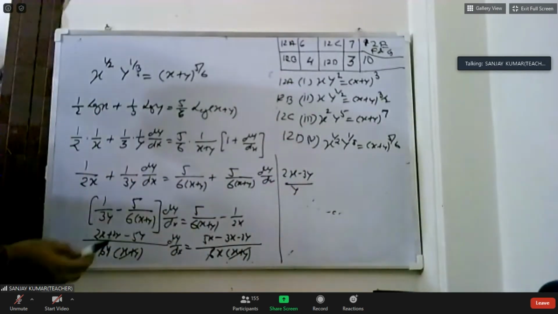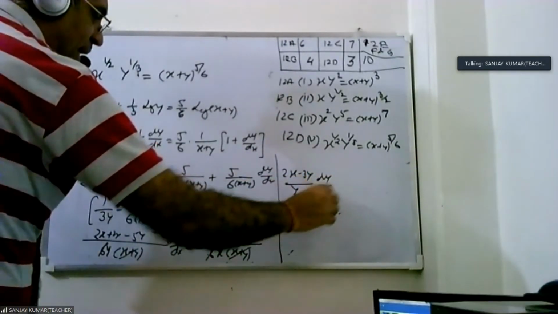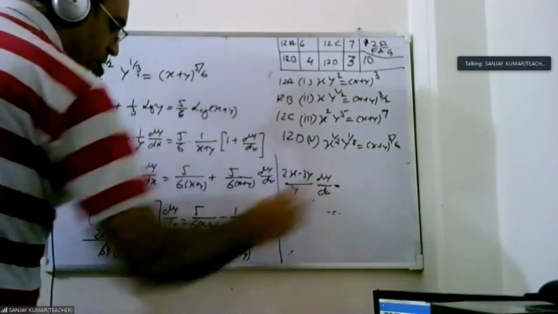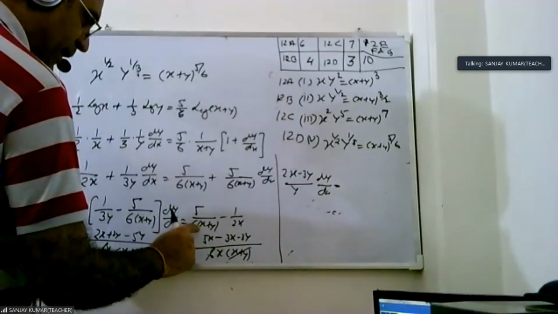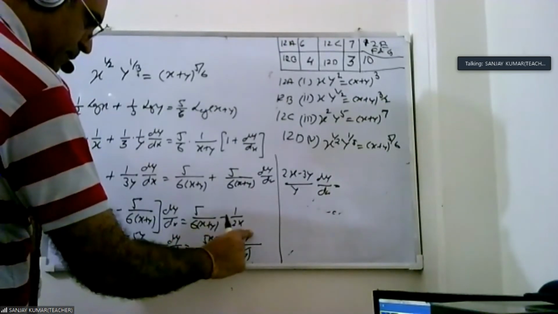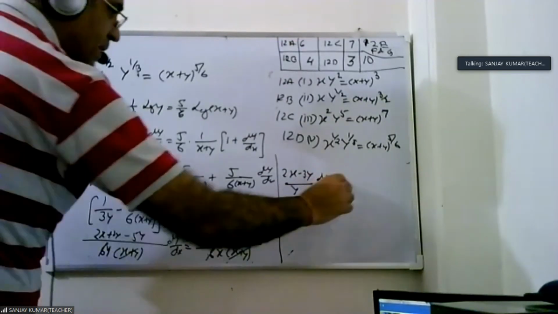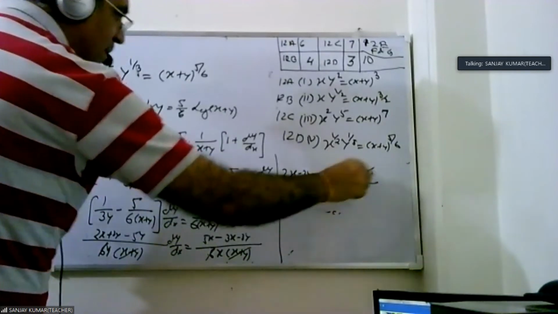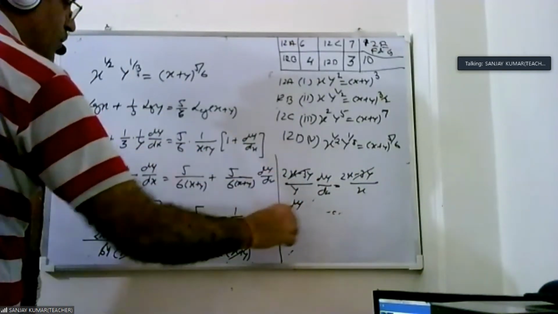Okay. On the right side, dy by dx. On the right side, we have 5x minus 2y, both over x. That is 5x minus 3x, which is 2x minus 3y upon x. This cancels with this one, and we get the value of dy by dx.